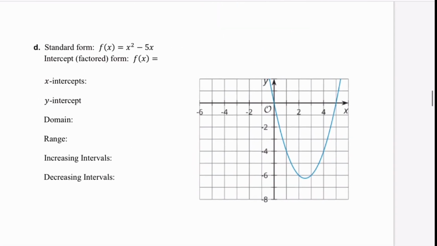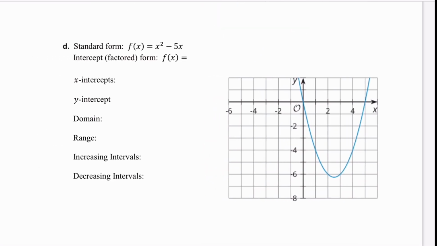Okay, now if we're looking at this graph, it's not an easy blue or a lightning red. It's not a difference of squares. We're going to look for our greatest common factor. Both of these have an x. We pull the x out, and then I have x minus 5.